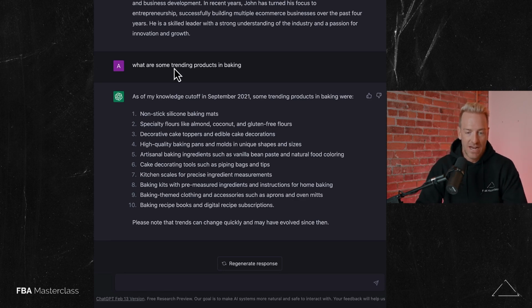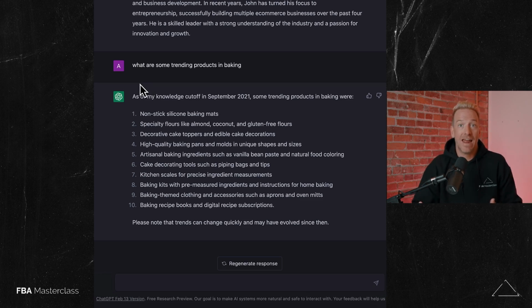Just scouting this out, there are some interesting ones that I hadn't even thought of, like molds around baking pans, cake decorating tools. Never would have thought of that one. There's bake-themed clothing and aprons. Again, would have never thought about that at all. So you can generate these ideas and prompts and put them in the tracker.